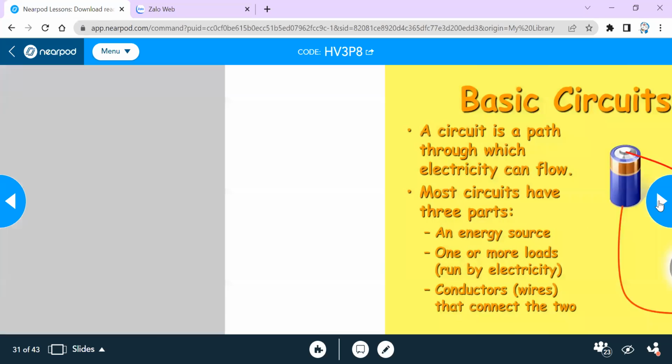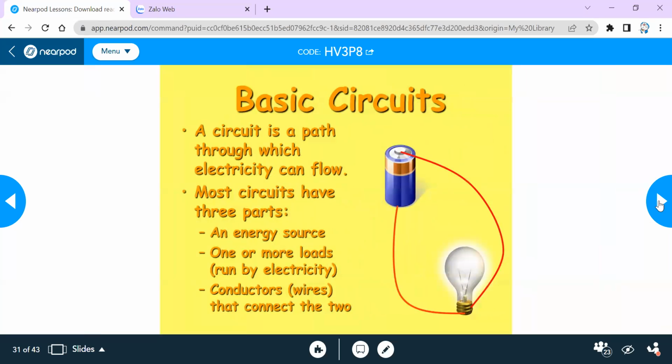All right. Now let's look at some of the basic circuits. A circuit is a path through which electricity can flow, like this particular circuit here, a battery and a light bulb. Most circuits have 3 different parts: an energy source, like a battery; one or more loads run by electricity; and conductors, wires that connect the 2 things. So this is a very basic diagram of a basic circuit. All right, let's carry on.